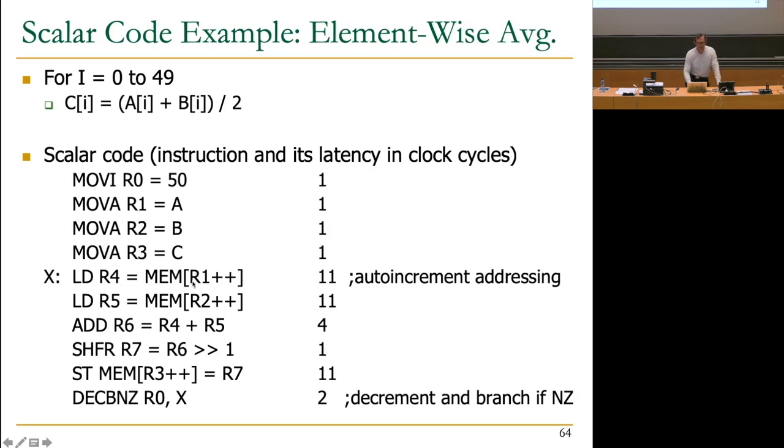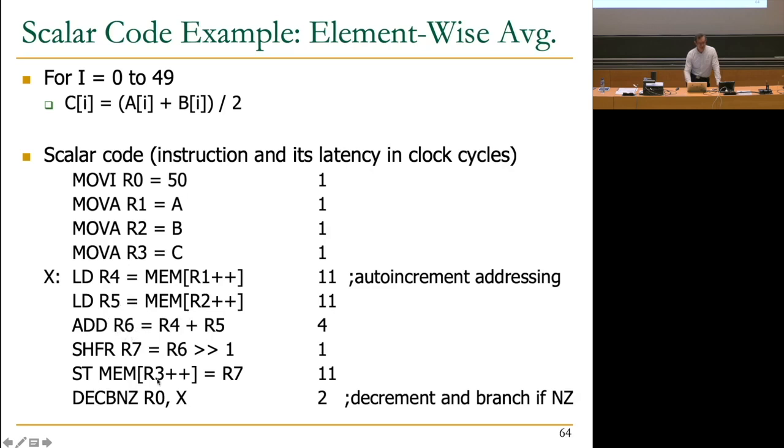So this instruction does multiple things. It loads the memory location specified by R1, which is really the address of A initially, and then it increments R1 by 1, so that you go to the next element in the vector. We're assuming that the elements are stored consecutively. Right? So that way you load the 0th element from vector A, and then the 0th element from vector B. Each of these takes 11 cycles, as you can see. And then you add them up. So there's a dependence between these two, and put the results into R6.